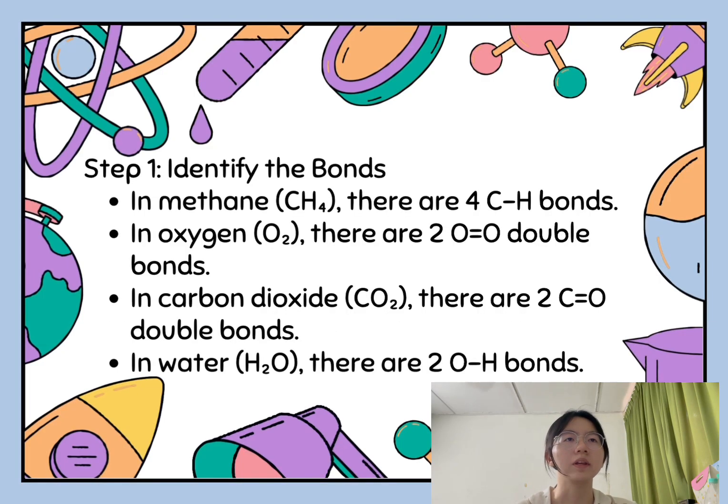Step 1. We need to identify the bonds. In methane, there are 4 C-H bonds. In oxygen, there are 2 O double bonds. In carbon dioxide, there are 2 C=O double bonds, and in water, there are 2 O-H bonds.